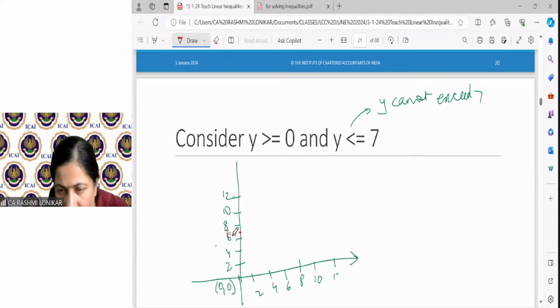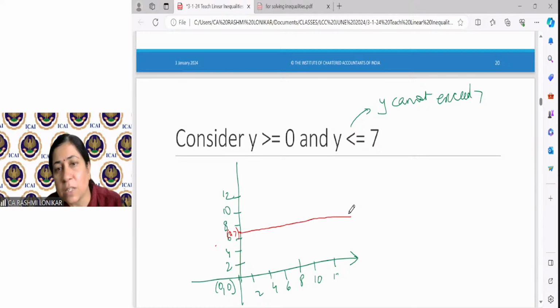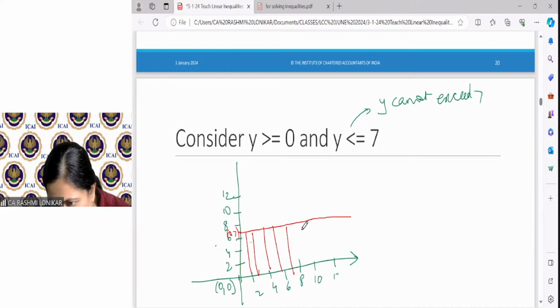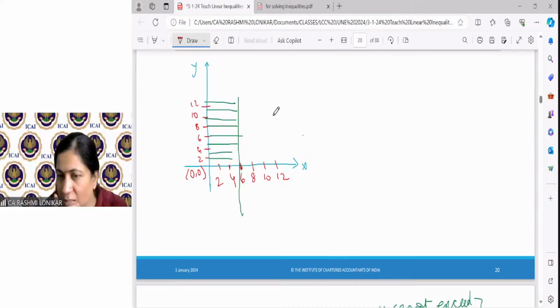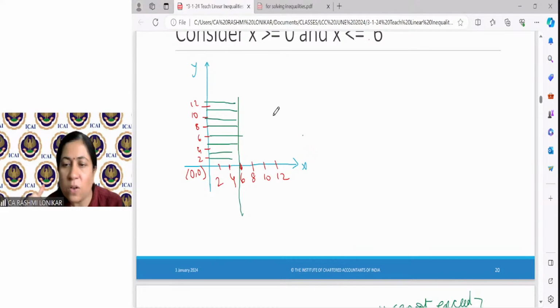So what is going to happen? I'm going to have a line which is parallel to the x-axis. So this is the feasible area which is satisfying this condition: y is greater than 0 and y is less than 7. And this is the area when x is greater than or equal to 0, x is less than or equal to 6. So these two conditions I have done.